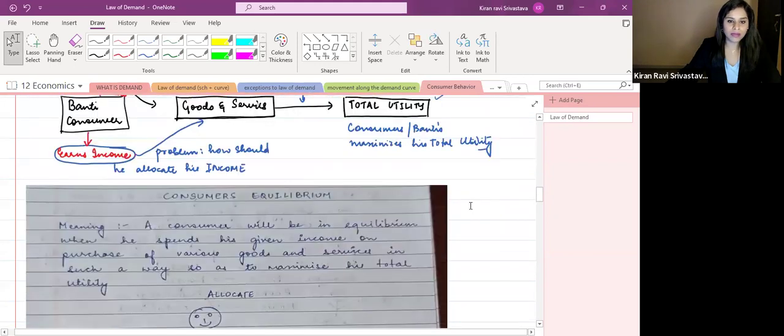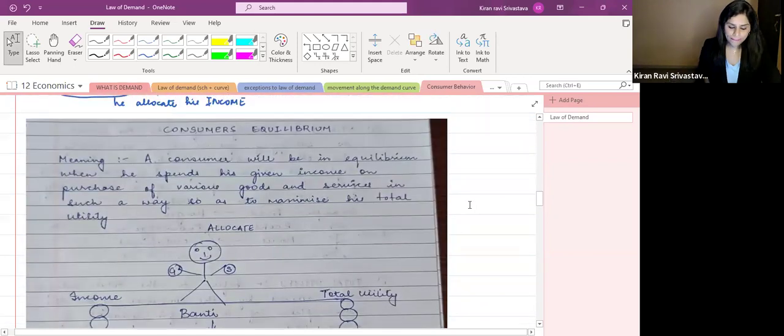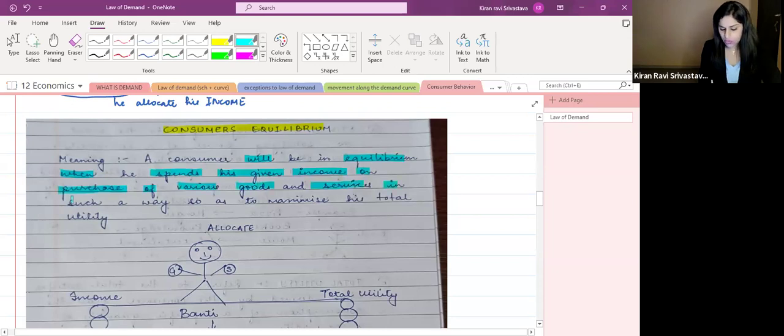So remember, our consumer here is Bunty. So what is consumer equilibrium? Consumer's equilibrium refers to: a consumer will be in equilibrium when he spends his given income on the purchase of various goods and services in such a way as to maximize his total utility. So you can just look here.